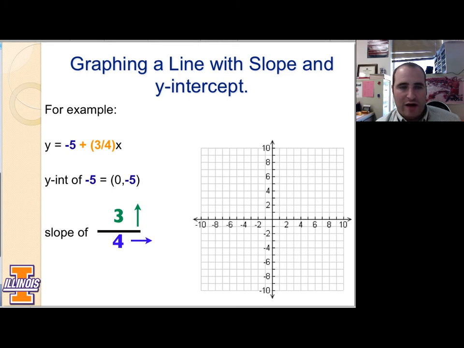So my y-intercept tells me that my starting point is 0, negative 5. My slope tells me to start at 0, negative 5, go up 3 spaces, and to the right 4. So there's my y-intercept, 0, negative 5. I'm going up 3 spaces, and then I'm going over 4, I draw my second point, and then I connect the two with a line.